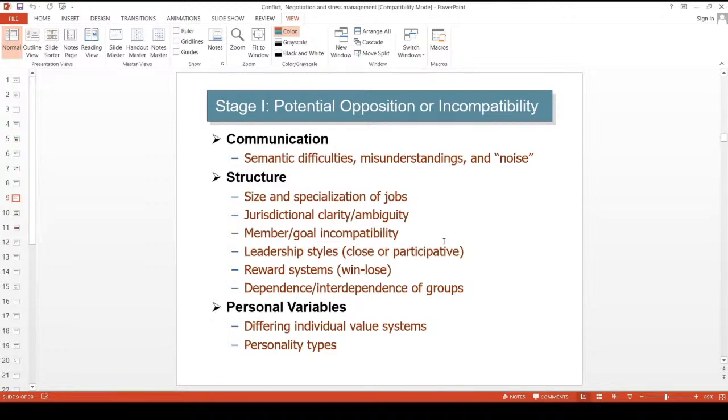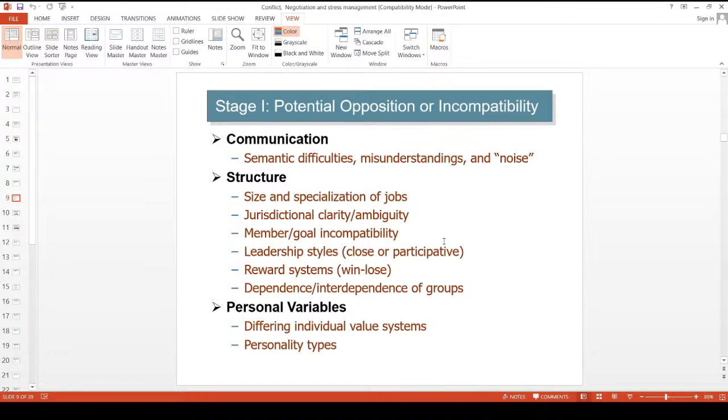Similarly, dependence and interdependence of the groups play an important role as far as the conflict is concerned. If a group is dependent on the other group, forces are stimulated. So if the groups are independent, there will be fewer chances of conflict among the different team members of the groups. So this is how these structural components can be the source of conflict within a team or within the organizational setting.